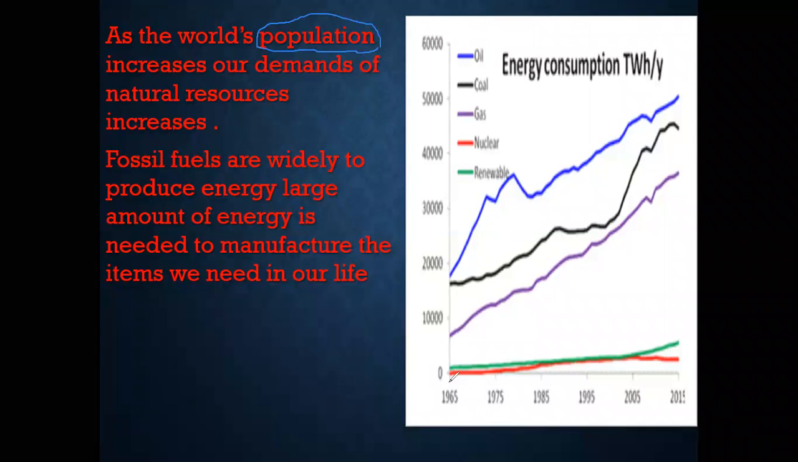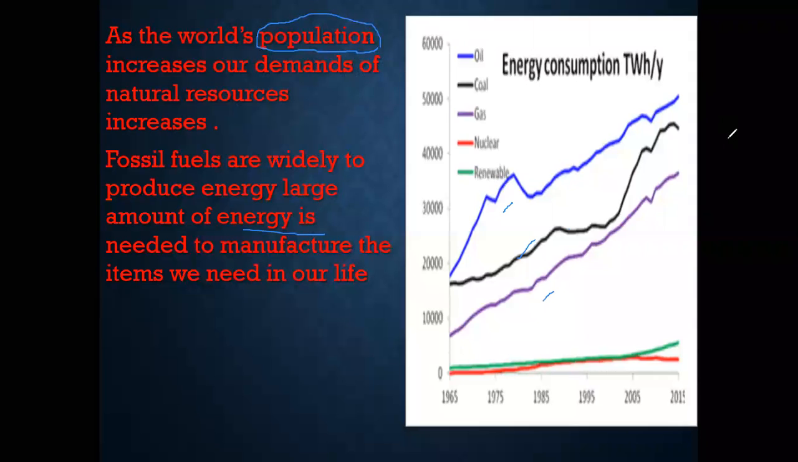Here at 1965, low consumption of energy, and with years, 1975, it becomes more and more, as you can see here and here and here. 1995 it increases more, 2005 more, 2011 more and more. Here, this one is gas, the black one is coal, the blue one is oil. The green and red are renewable and nuclear sources of energy. Okay, our consumption is still less than what we need in our life. So fossil fuels are widely used to produce energy. A large amount of energy is needed to manufacture the items we need in our life.